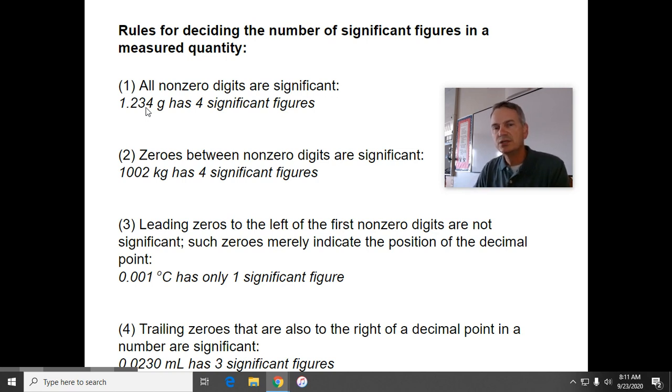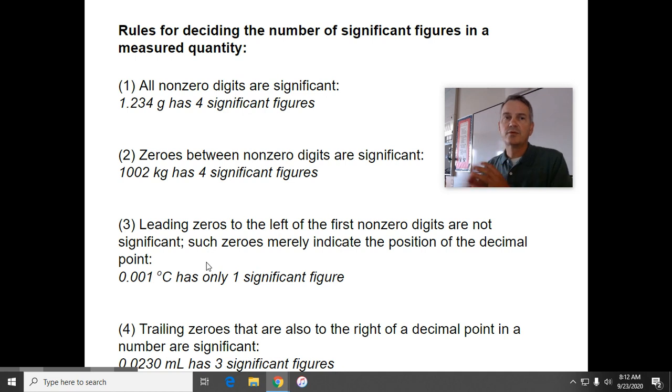Second rule, zeros between non-zero digits are significant. So a number like 1,002 kilograms. Remember, it really just comes down to the zeros in determining how many significant figures we have. This one has 4 significant figures. All of those numbers are significant. Obviously, the 1 and the 2 are, but since the zeros are sandwiched between a 1 and a 2, that means they are significant.